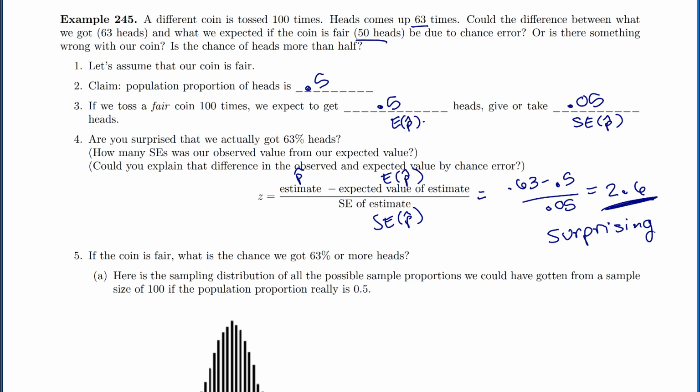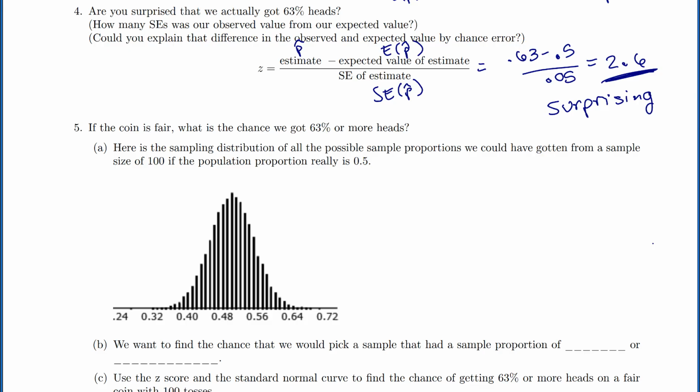Let's go a step farther and see what the chance is that that would actually happen. So if the coin is fair, notice I am saying a big if there, what's the chance that we get 63% or more heads? Here's our sampling distribution. For 0.63 heads or more, notice that looks like a very small chance. So we're finding the chance that we could pick a sample that has a sample proportion of 0.63 or more.